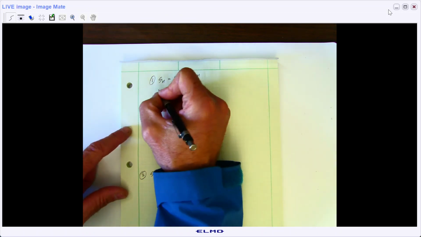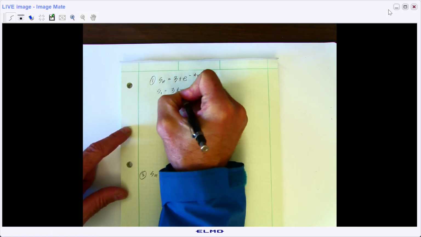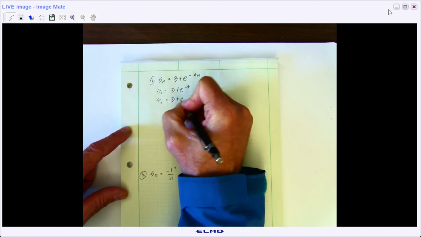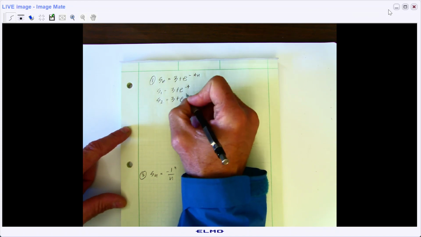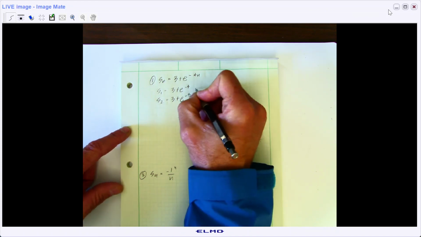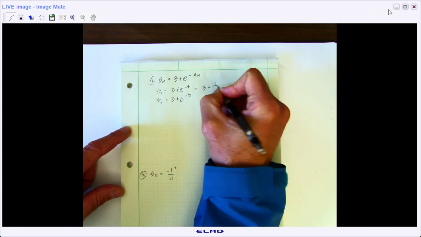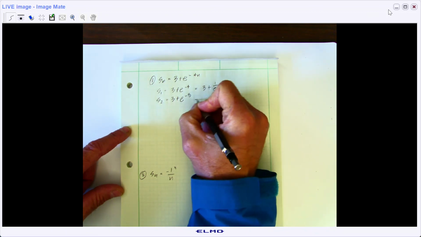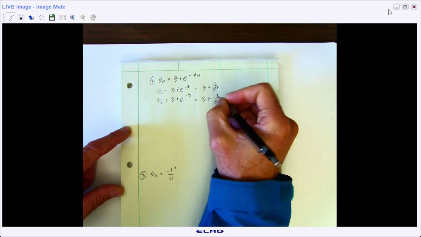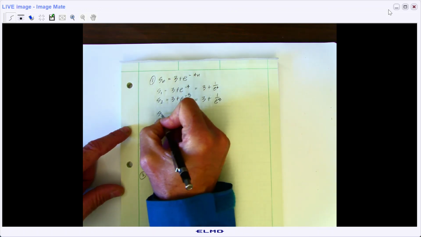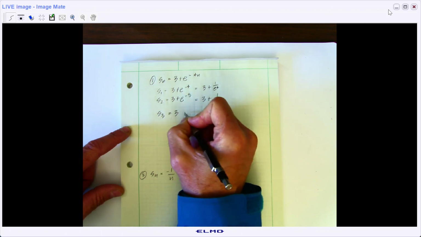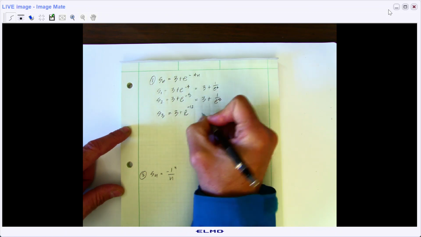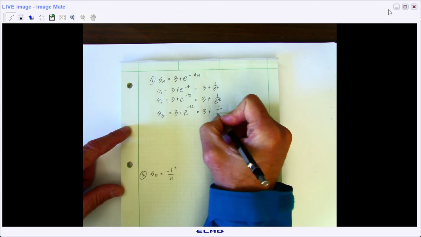So S sub 1 is going to be equal to 3 plus e to the negative 4. S sub 2 is going to be equal to 3 plus e to the, let's see, times 2, negative 8. You can kind of think of this as 3 plus 1 over e to the 4th. You can think of this as 3 plus 1 over e to the 8th. Let's do one more: 3 plus e to the negative, let's see, 3 times 4 is 12. So this will be 3 plus 1 over e to the 12th.